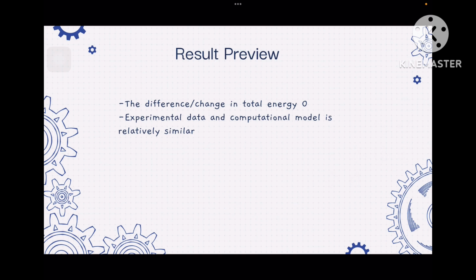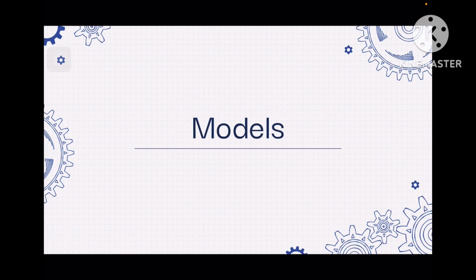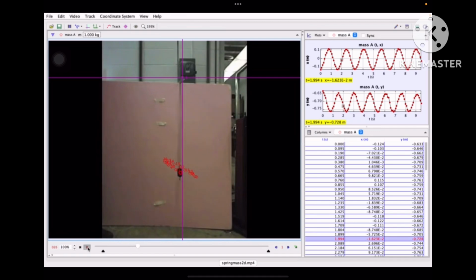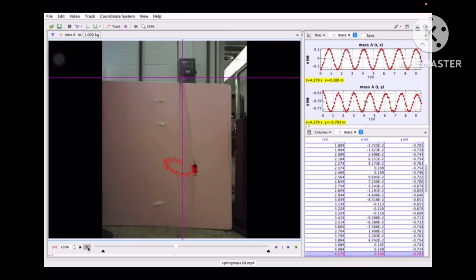Okay, so here's the result preview. The change in total energies can be zero, and the experimental data and computational model are relatively similar. So, moving on to the models. Here is the experimental video that's analyzed in Tracker. The last part is sped up.